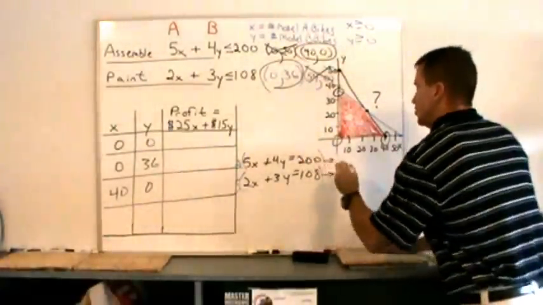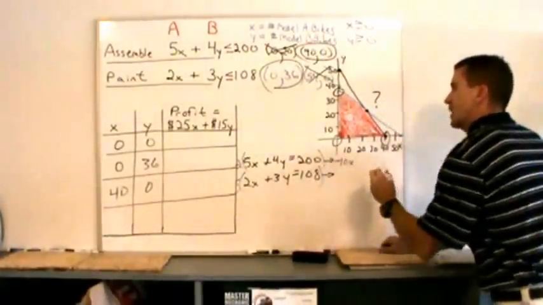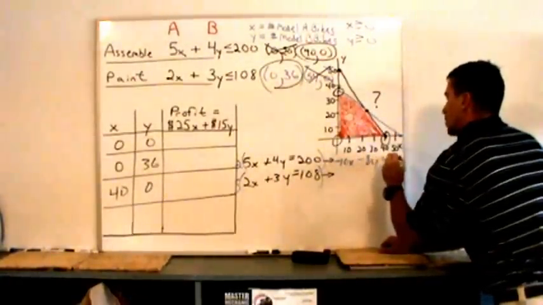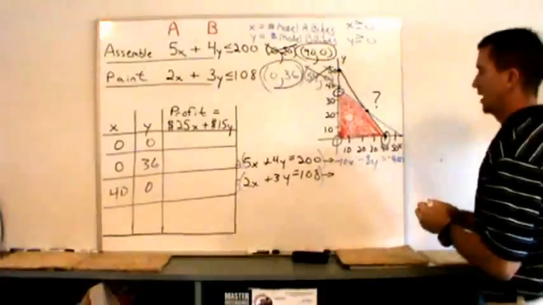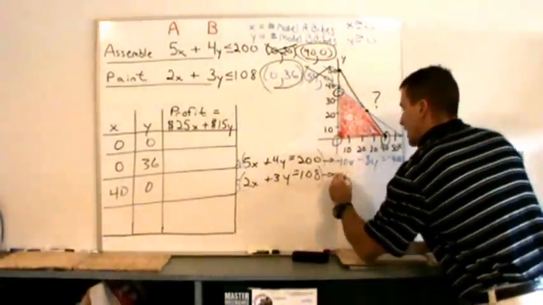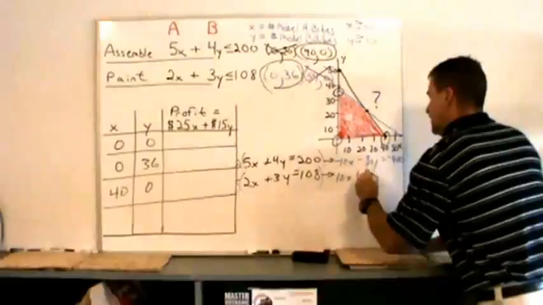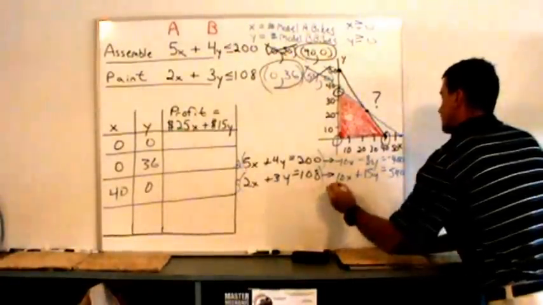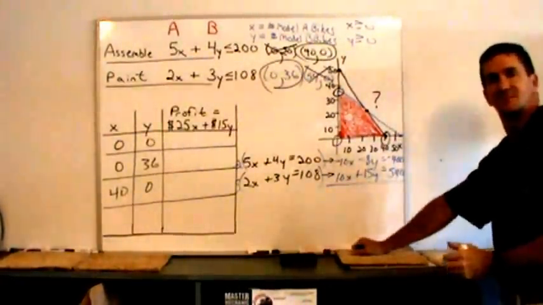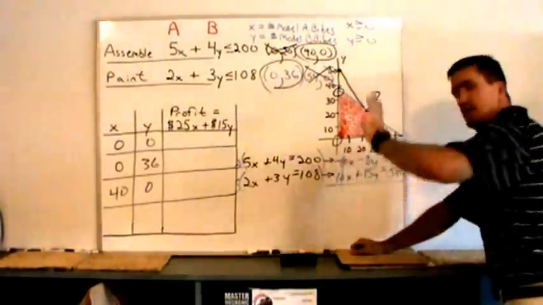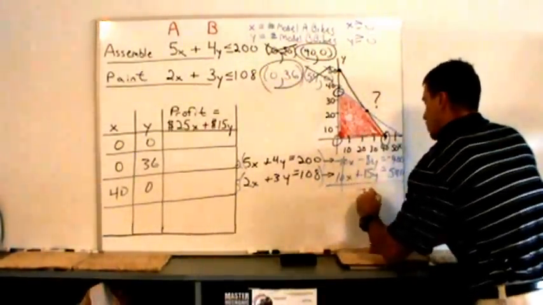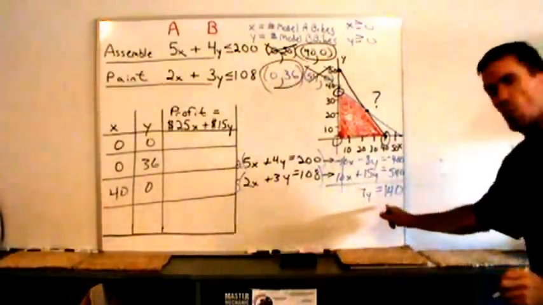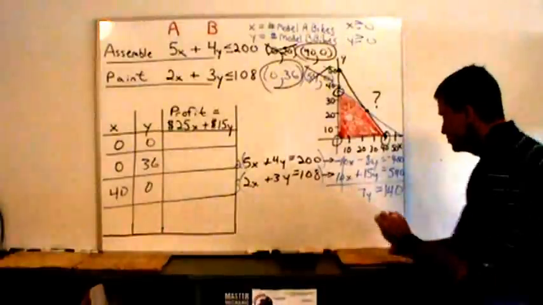I get -10x minus 8y equals -400. And if I multiply 5 to that second equation, I get 10x plus 15y equals 540. Now I'm going to add down. Elimination method. -10 plus 10, bye-bye, 0. -8 plus 15, I get 7y. And -400 plus 540 is 140. So I have 7y equals 140, and y equals 20.